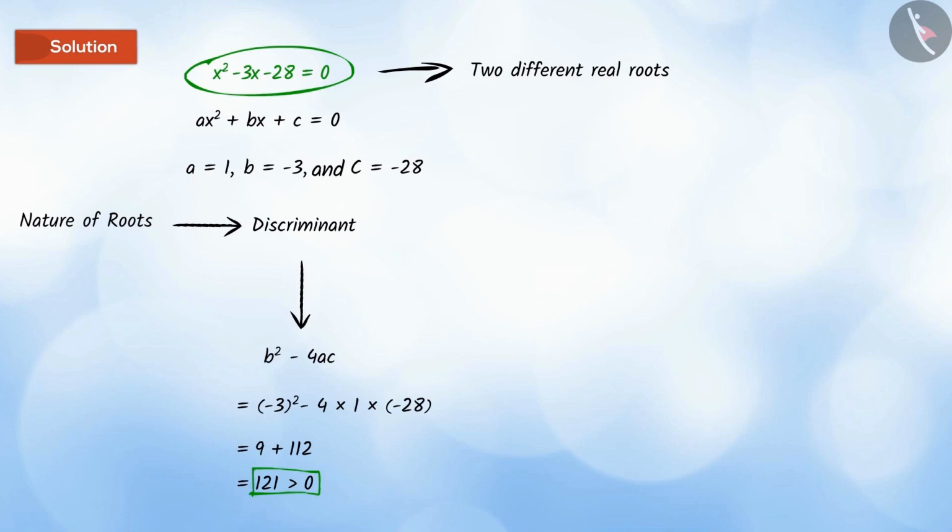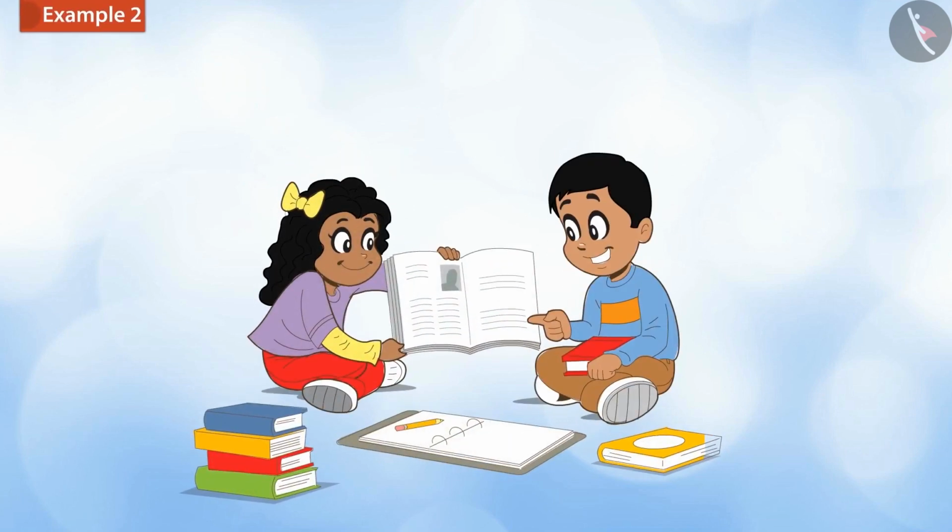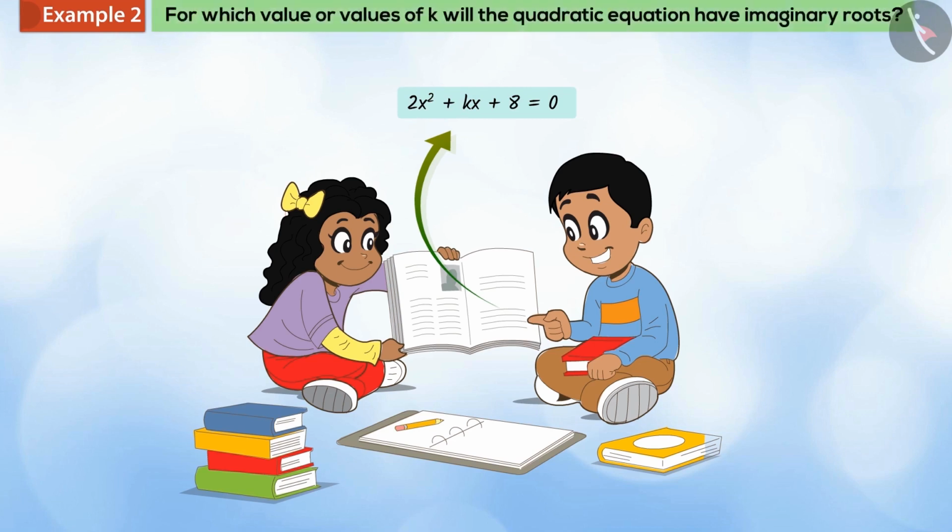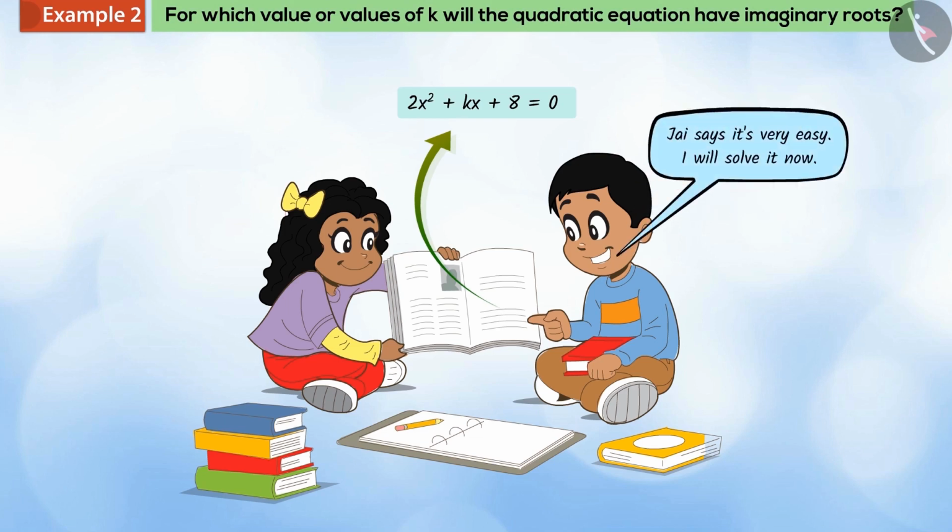Let us look at another example. While learning the quadratic equation lesson, Jaya saw the equation 2x squared plus kx plus 8 equal to 0. Seeing this, she asks her friend Jay a question. The question was, for which value or values of k will the quadratic equation have imaginary roots? Jay says, it's very easy. I will solve it now.